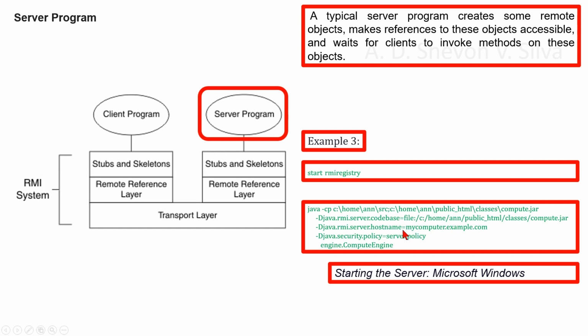The java.security.policy property is used to specify the policy file that contains the permissions you intend to grant.